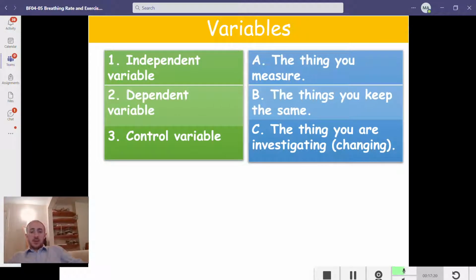So I would like you to have a look at this. I'd like you to figure out which of these goes together. 1A, 2B, 3C, and I'd just like you to write at the back of your books 1B if you think that's 1B, 2A if you think that's 2A, etc. Okay? Again, this should take you a minute or so.